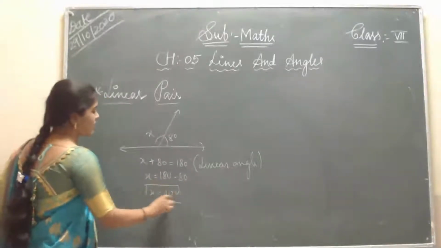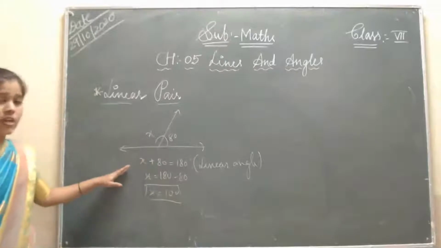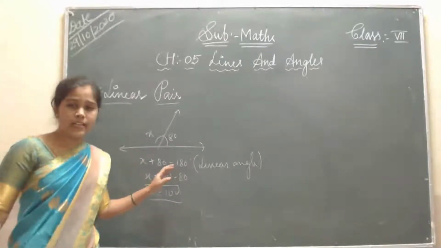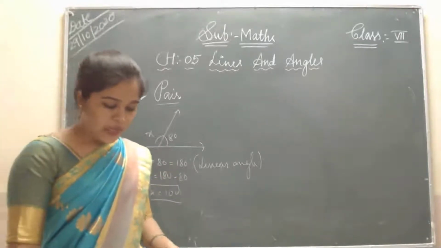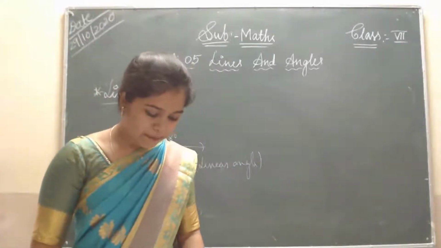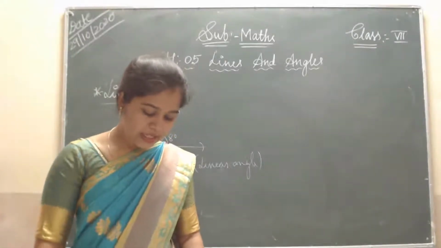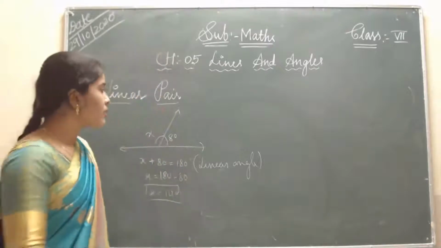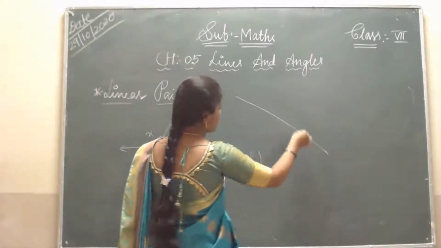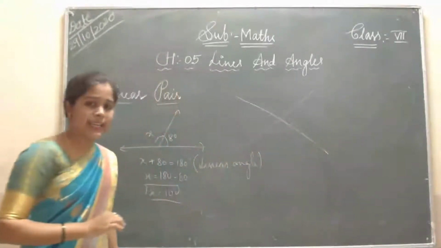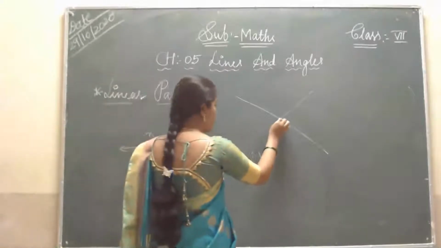So what is the value of x here? 100. So this is a linear pair. Sum of angles equal to 180 degrees is a linear pair. Understood? Next, vertically opposite angles. Here, vertically opposite angles, intersecting lines. See here, these two are intersecting lines meeting at the point O.